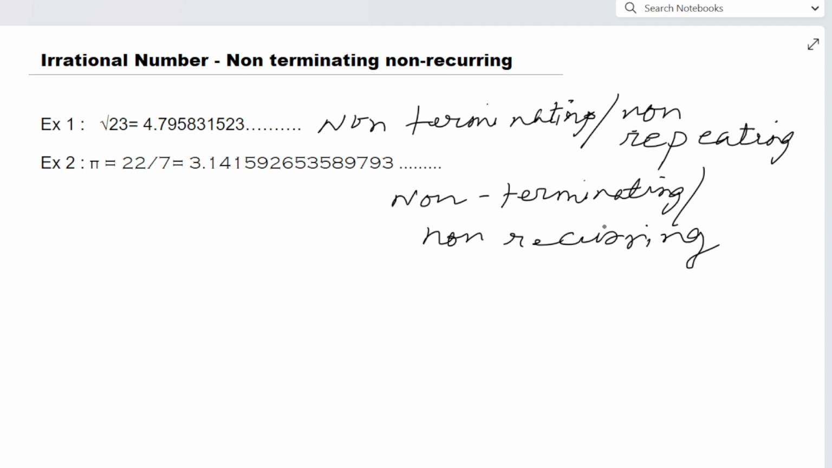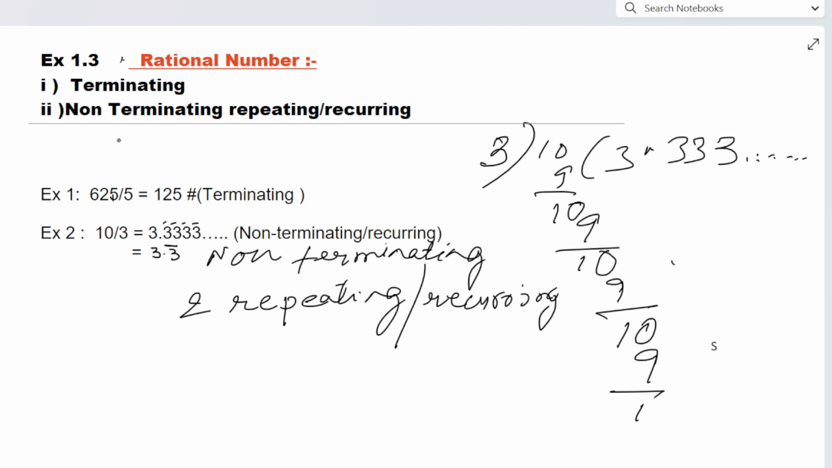In rational numbers, there are two types, two conditions. One is terminating. Simply, if we divide some number by some number, suppose 10 by 2, I'm getting 5. So this is my rational number. This is terminating, stopping. I mean, there is no continuation of any other numbers.